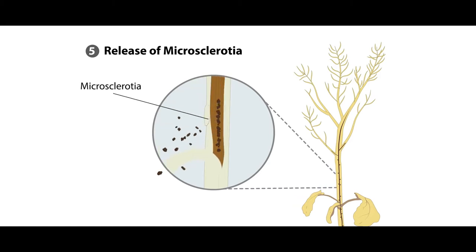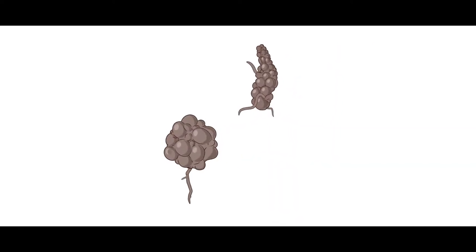At this point, the stem may take on a shredded appearance and the microsclerotia will be released into the soil, where they will rest until stimulated to germinate again.